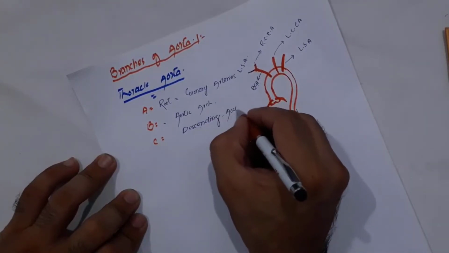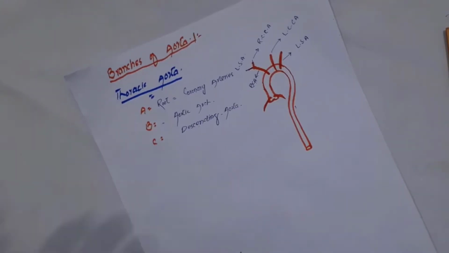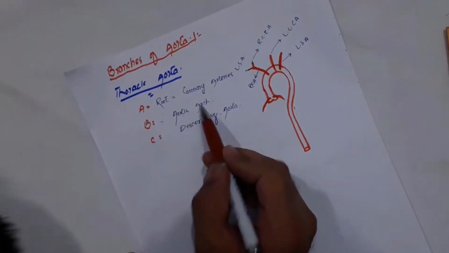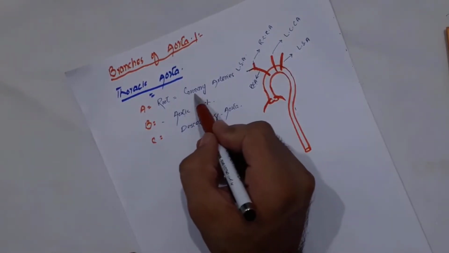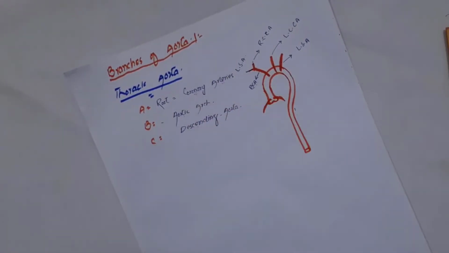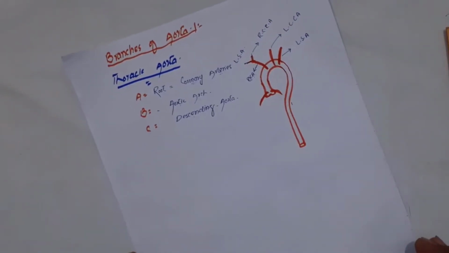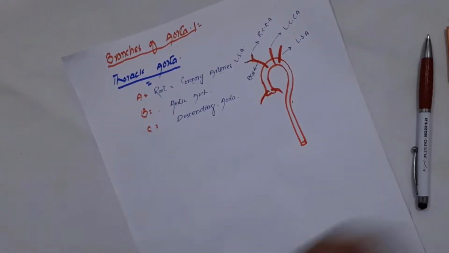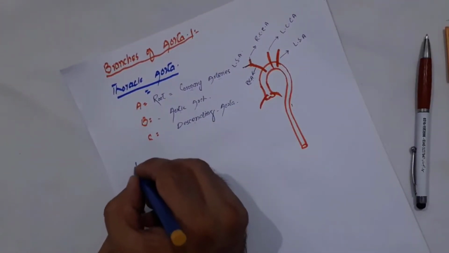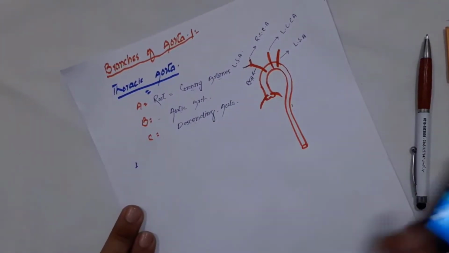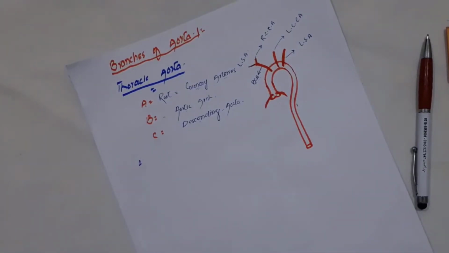Descending aorta. Let me discuss the branches of this aortic arch. I have recorded a separate lecture on these coronary arteries, and you can watch them there. Now let's discuss the aortic arch.